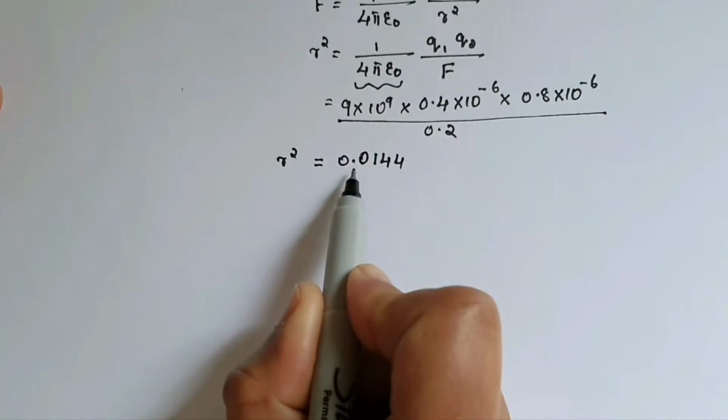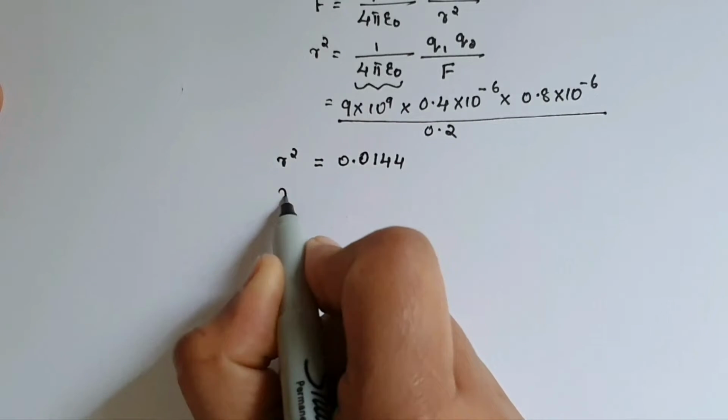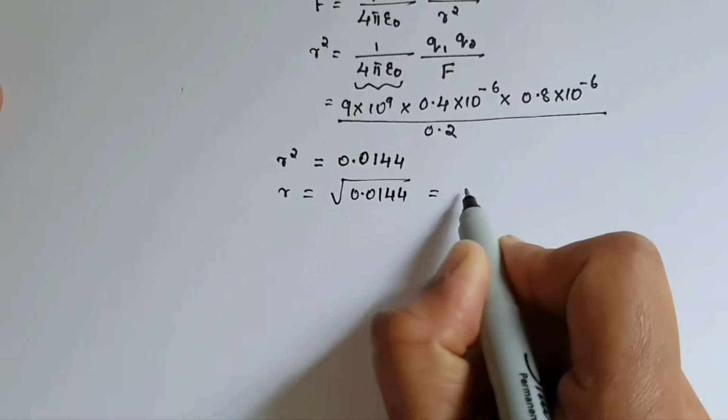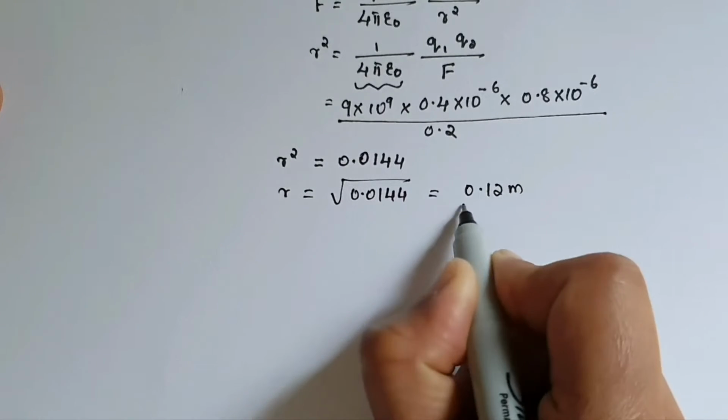Therefore, r square equal to 0.0144. From this, r is equal to root of 0.0144. This is equal to 0.12 meter.